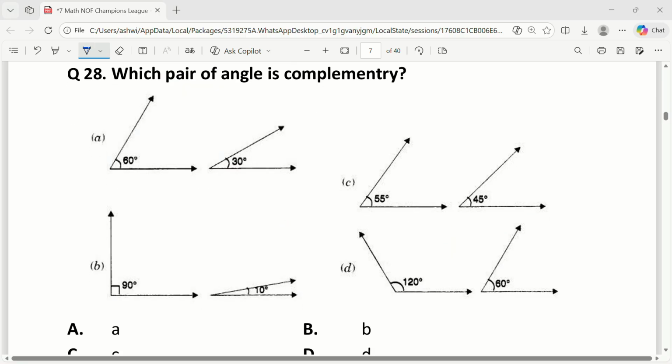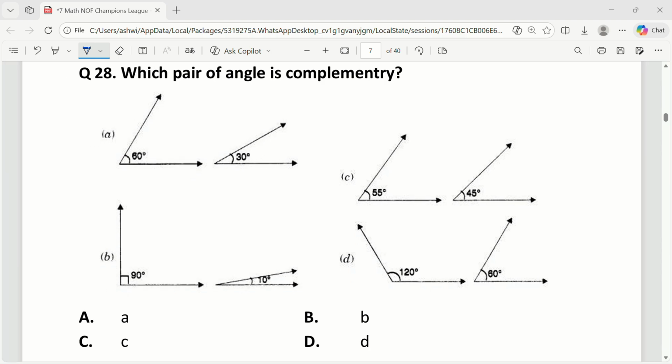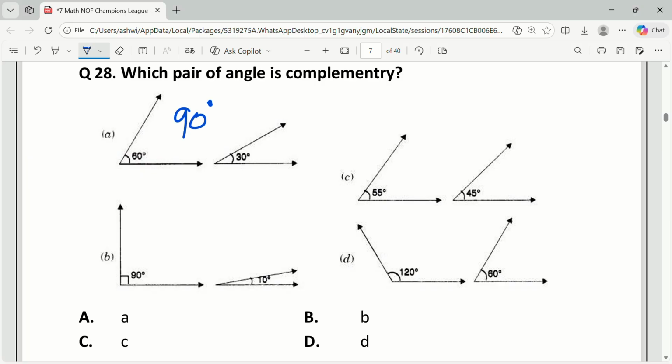Which pair of angle is complementary? The complementary angles are two angles that add up to 90. So, for option A, 60 plus 30 is 90. For option B, 90 plus 10 is 100. For option C, 55 plus 45 is 100. And for option D, 120 plus 60 is 180. So the answer is option A.